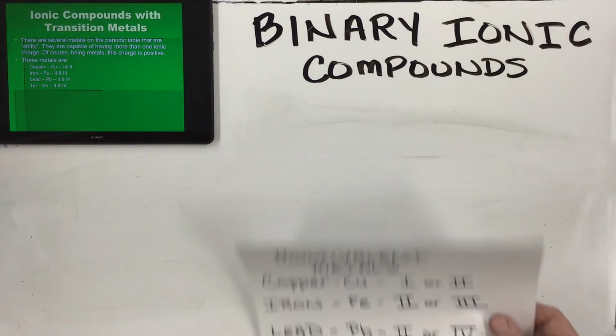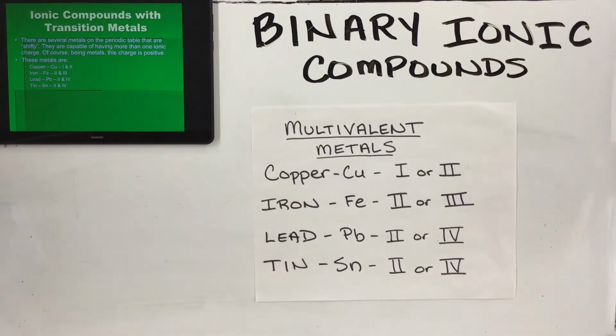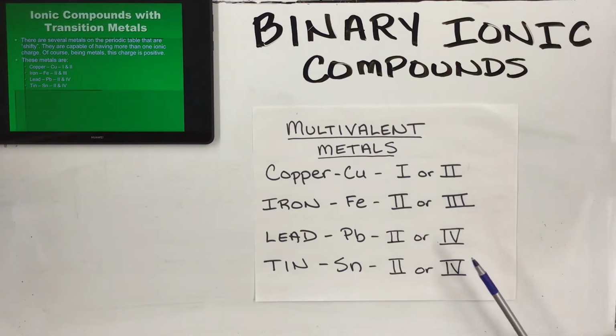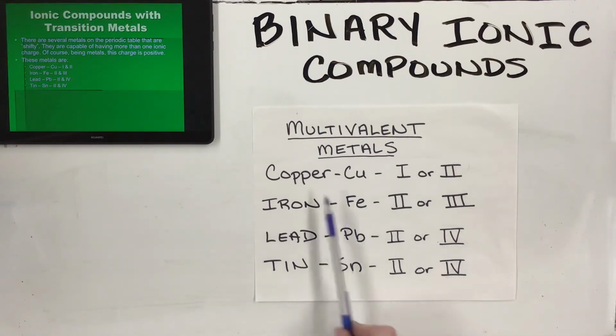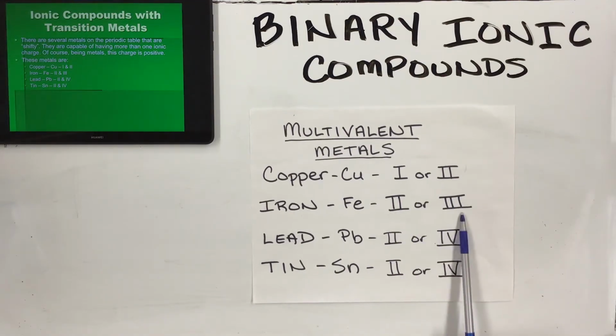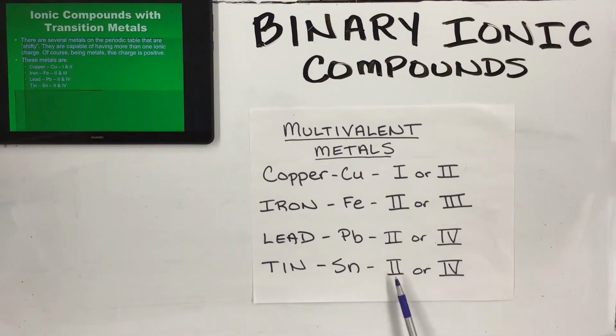multivalent metals. All right? In grade 10, these are the 4 multivalent metals that we had to know off by heart. Copper, iron, lead, and tin. Copper could be a 1+ or a 2+. And I know these all have to be positive charges because the metals lose electrons, which leaves them positive, right? The protons didn't change. So copper, iron, lead, and tin. Copper, 1, 2. Iron, 2, 3. Lead could be 2 or a 4. Tin could be a 2 or a 4 as well. And these were the positive ionic charges that these 4 metals could have.